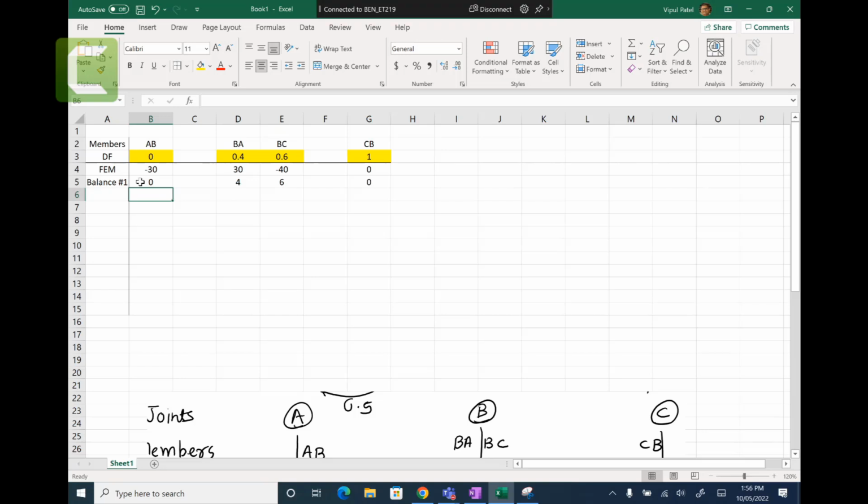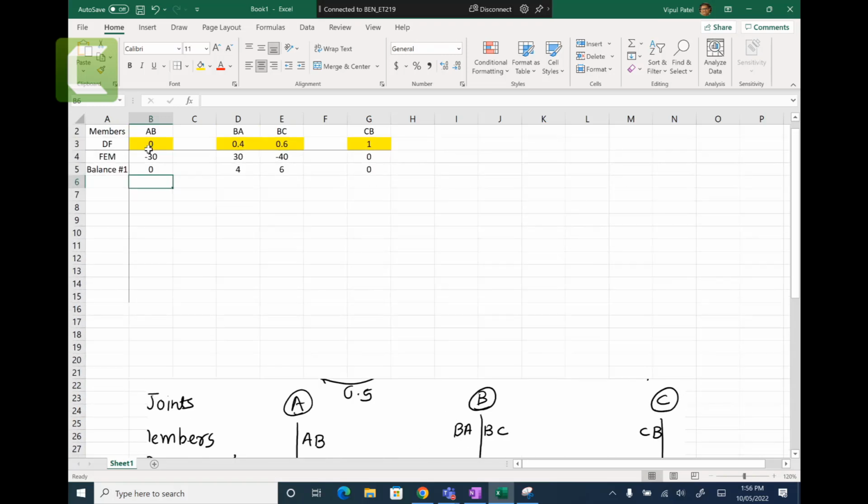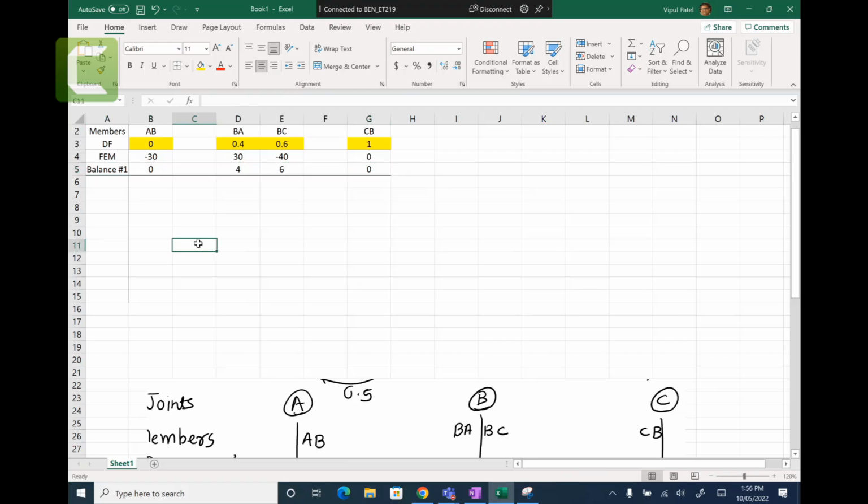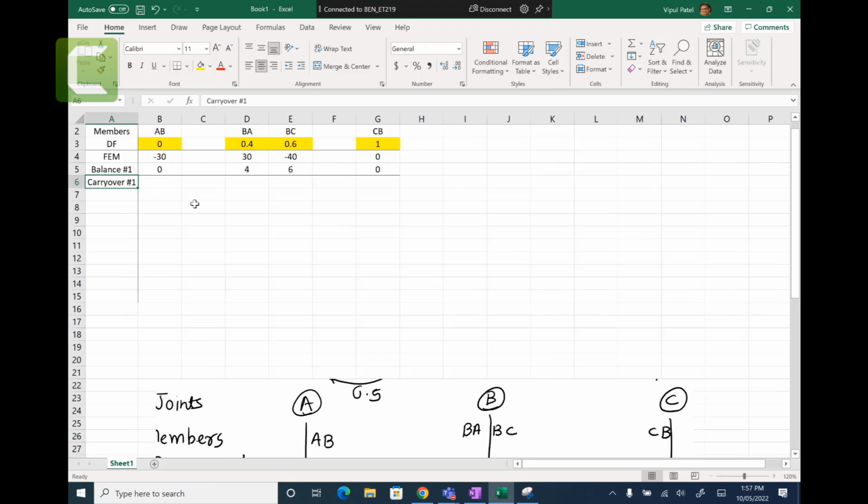All right, after doing balance 1, we draw the line, I believe. Yep, we draw the line. We draw the horizontal line after balance 1. Right. Then we do carry over 1. If you can't fit it, just put your cursor here and double click it. It will just automatically expand the columns.